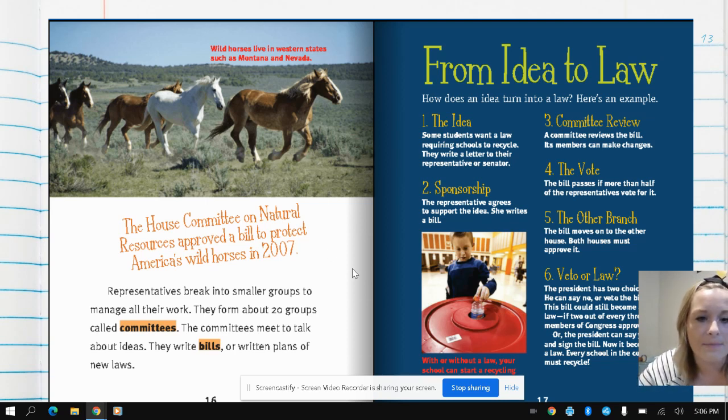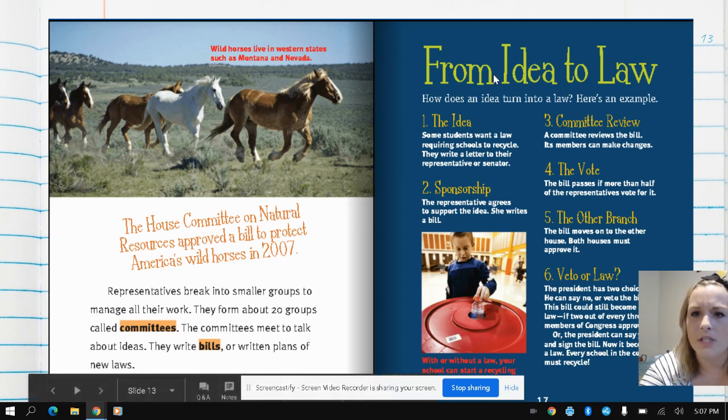Representatives break into smaller groups to manage all their work. They form about 20 groups called committees. The committees meet to talk about ideas. They write bills or written plans of new laws. Up here, our caption says wild horses live in western states such as Montana and Nevada.